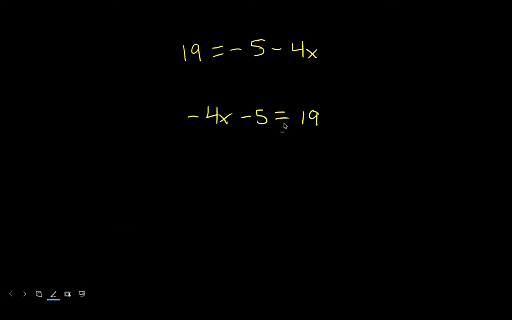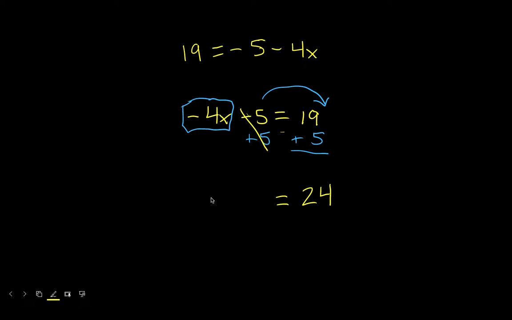So, step 1 is to isolate the variable. We want to isolate the variable. And in order to do that, we need to get rid of this negative 5. So, let's add 5 since we're doing the inverse operation. And now it's on the other side. We do plus 5 here. 19 plus 5 is 24. The negative 5 and then plus 5 cancels out because that's 0 and we don't need it. So 24 is equal to negative 4x.